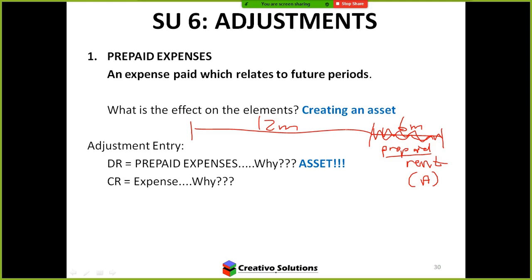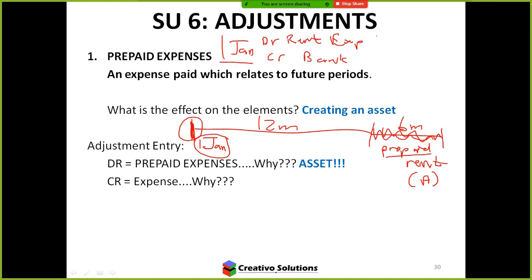So when do you record the transaction? Let's say I paid that on the 1st of January. I paid for 18 months. What are you going to record on the 1st of January? You're going to record debit rent expense, and you're going to credit bank. Are you going to only show 12 months or 18 months when you pay? You're going to show the 18 months. Let's just say it's 18,000. Keep the number simple.